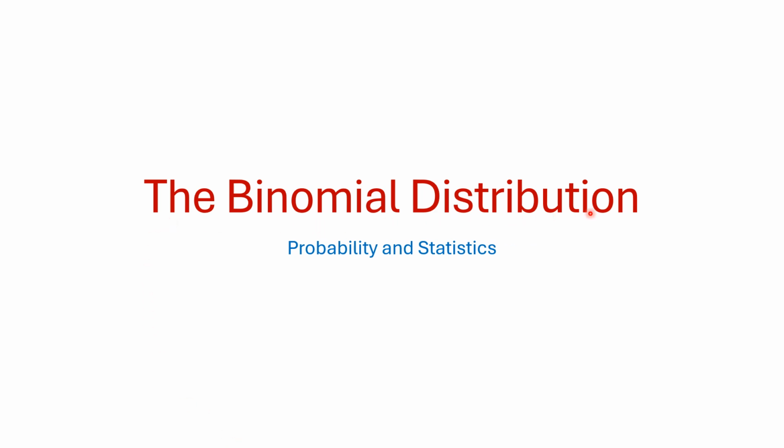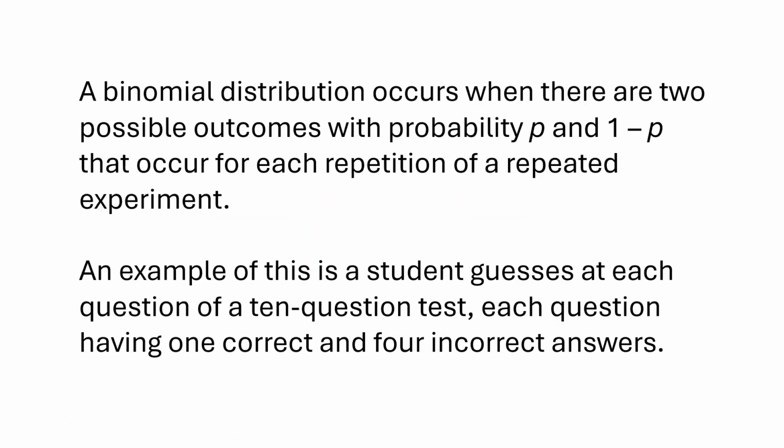A binomial distribution. A binomial distribution occurs when there are two possible outcomes, with probability p and 1 minus p, which must add up to 1, that occur for each repetition of a repeated experiment. An example of this is a student who guesses at each question of a 10-question test, each question having 1 correct and 4 incorrect answers.